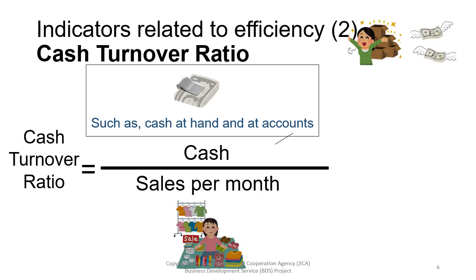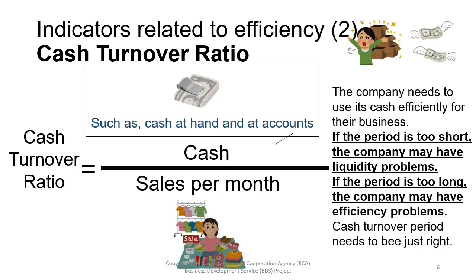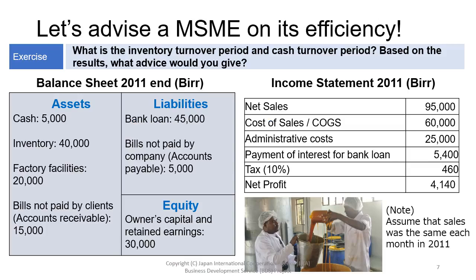Now let's look at cash turnover ratio. You take cash in your balance sheet and divide it with sales per month. If this period is too short, the MSME may be having liquidity problems, which means there may not be enough cash to run the business. But if the period is too long, the MSME may not be using its cash wisely, so this figure should also be just right.